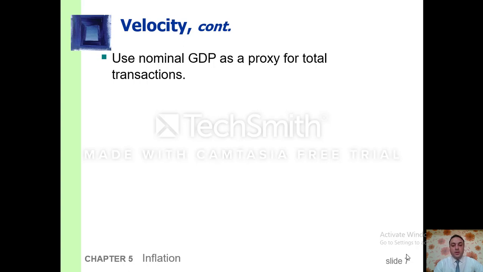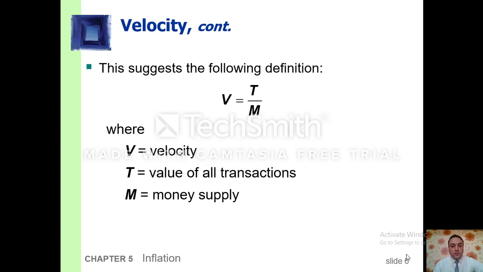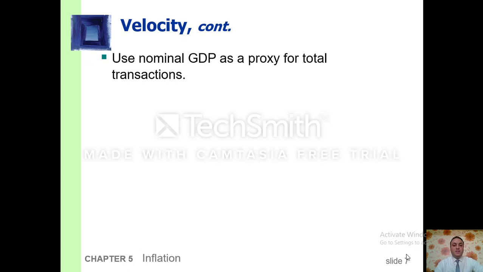Now, we are using T for transactions, but it's very difficult to measure in the quantity theory of money. It is difficult to measure the total amount of transactions. So we use the nominal GDP as a proxy for the total transactions. Then we will substitute T, the transactions, by the nominal GDP, which is the price multiplied by the output.